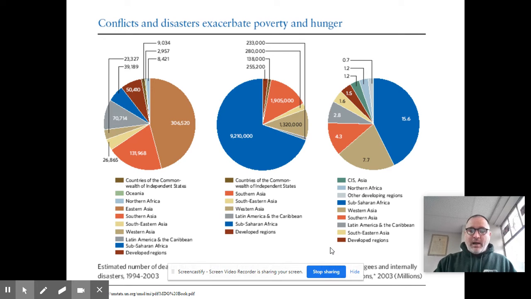Look again, sub-Saharan Africa is the blue. 9 million people killed in conflicts in sub-Saharan Africa between the years 1994 and 2003. It's almost 10 million people in a 10-year period that have been killed due to conflicts. Add to that same time period, 15 million people in sub-Saharan Africa who've been displaced and are refugees.